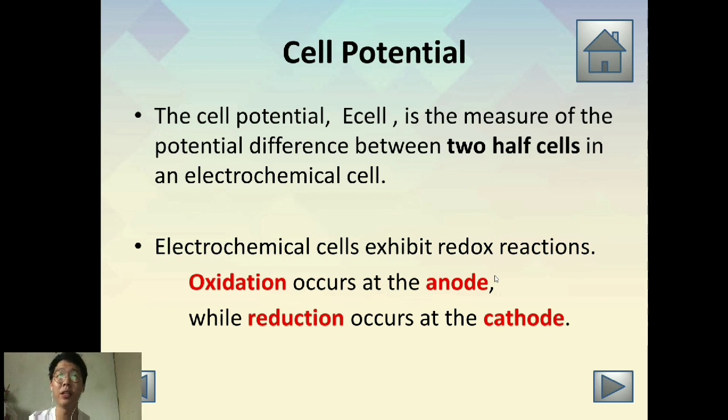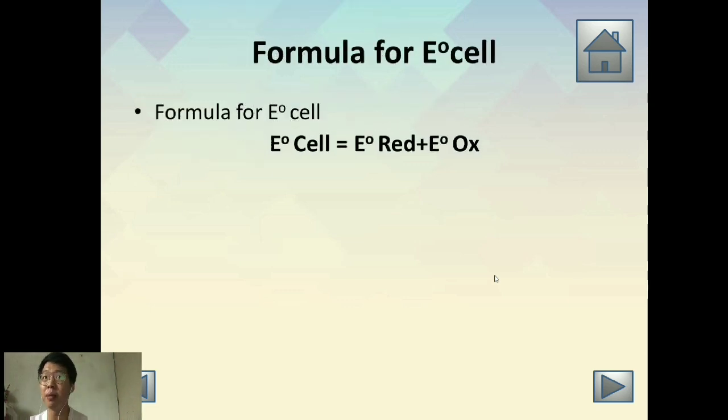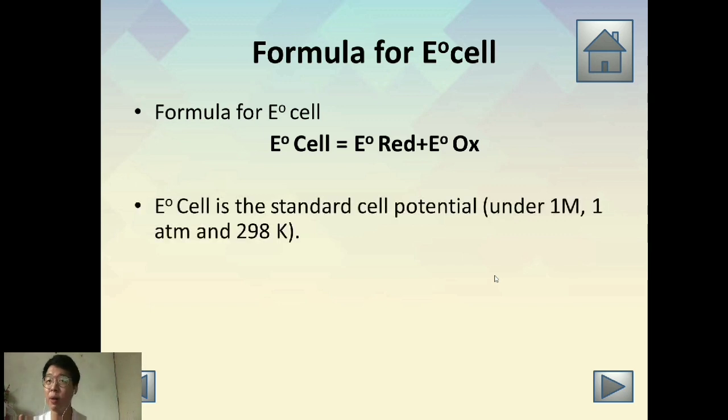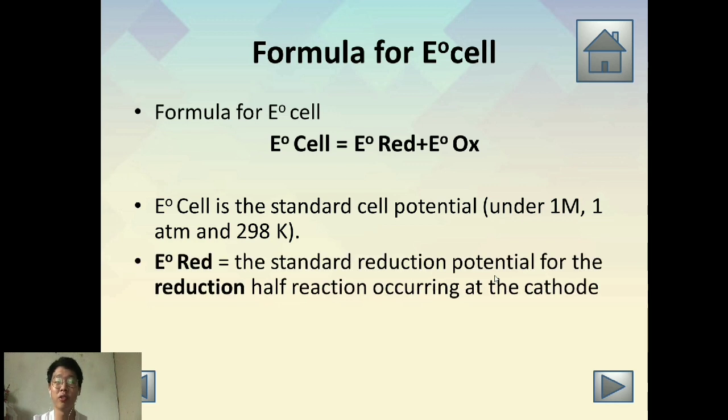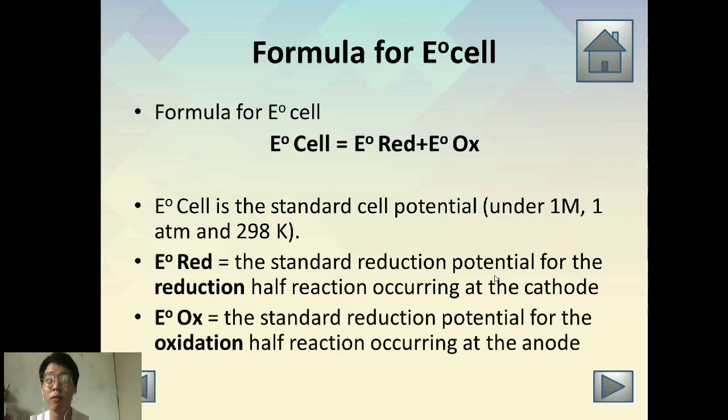And for the next, the formula for the E naught cell. What is the formula for the E naught cell? The E naught cell equals the E naught reduction plus the E naught oxidation. That means the E naught cell is the standard cell potential under 1 atm and also 298 Kelvin. The E naught reduction is the standard reduction potential for the reduction half reaction occurring at the cathode. The E naught oxidation is the standard potential for the oxidation half reaction occurring at the anode.